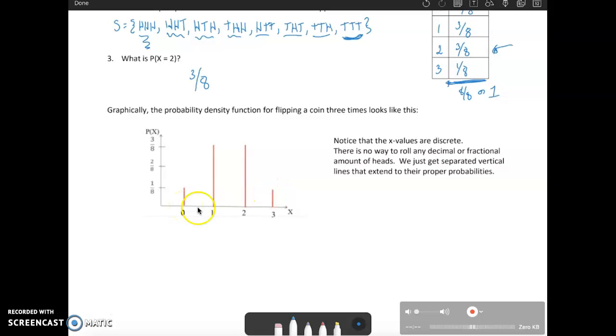And also notice that these x values are discrete. There's no way to get any decimal or fractional amount of heads. There's no possible way to flip 1.5 heads, right? So there's nothing marked on the x-axis between 1 and 2. That's why they're just lines that go straight up, because there's no way to get any value in between 0, 1, 2, or 3. That's just it. That is how visually, very quickly, we can tell that this is indeed a discrete probability function.